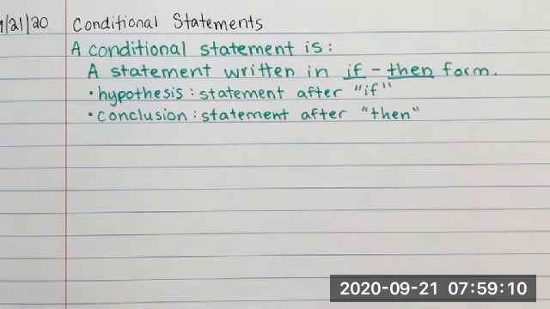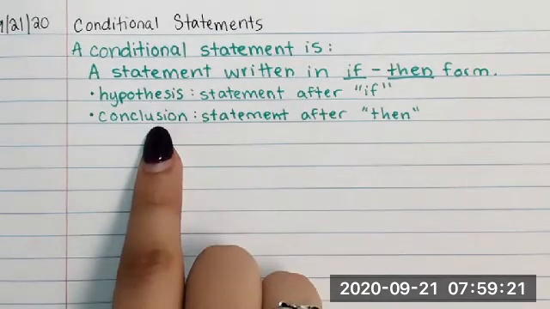You can think about it like in science, the hypothesis is what you start with in the scientific method. And in English, a conclusion is what you end with. So this is the start and this is the end.